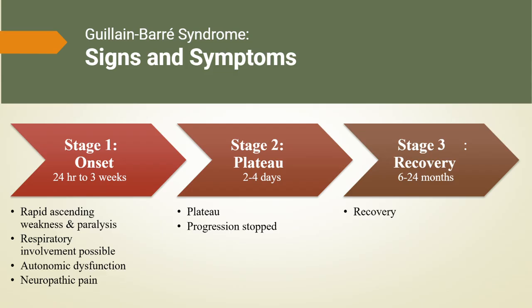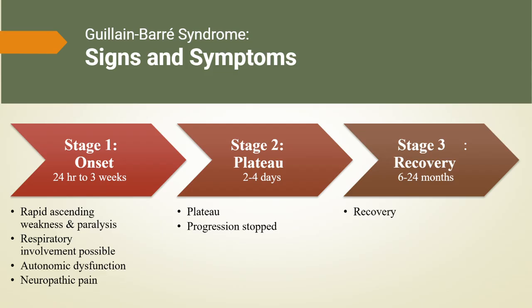Stage 1 is the onset or acute phase, which lasts anywhere from 24 hours up to about 3 weeks. Symptoms begin suddenly and get progressively worse. Patients often describe rapidly increasing weakness that begins in the legs and moves upward, what we call ascending paralysis. They may have difficulty walking, climbing stairs, or even standing.